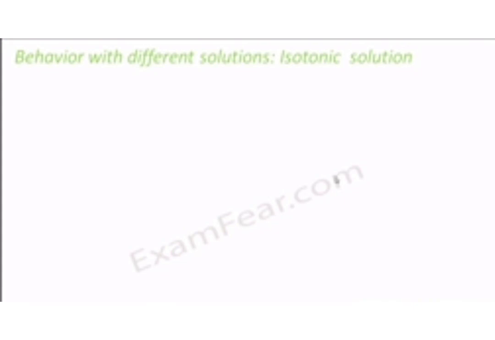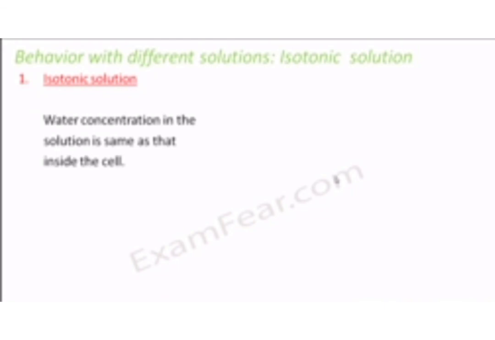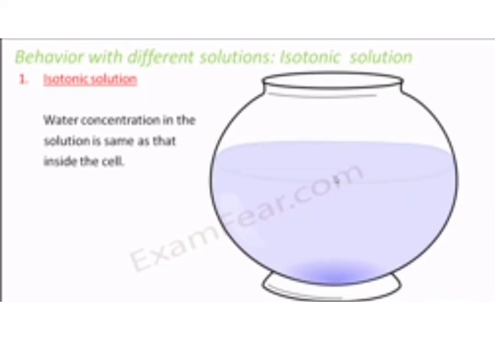Isotonic solution, what is it? A solution where the water concentration is the same as that inside the cell. So in this case, the concentration of the solution and the cell is the same. What do you think? Where will the water flow? The water will not flow at all, because as per the process of osmosis, water always flows from a region of higher concentration to lower concentration. So if the concentration is the same, water will not flow at all. The cell will remain as it is. It will neither shrink nor swell.